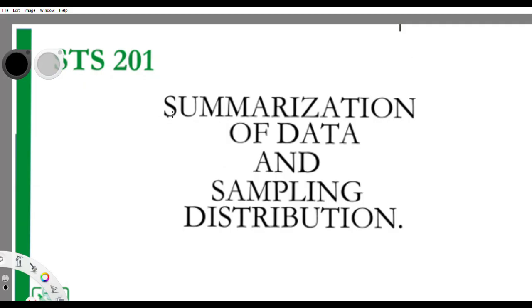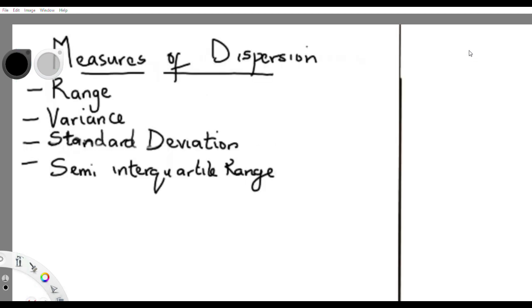Yeah, welcome to the continuation of the STS tutorial on summarization of data and sampling distribution. We finished off the previous lecture at measures of central tendency, where we treated the mean, the median, the mode. And today we are going into measures of dispersion, where we are going to treat the range, the variance, standard deviation, and maybe the semi-interquartile range.